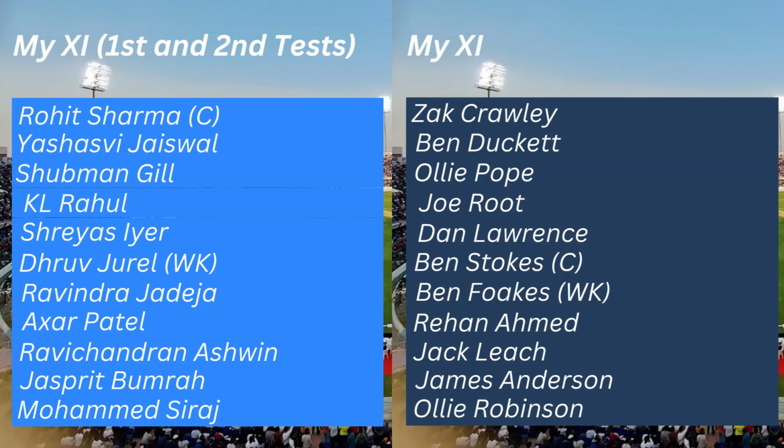Looking at the top four, starting off with India, you've got Rohit Sharma, Yashasvi Jaiswal, Shubman Gill and KL Rahul, compared with Zak Crawley, Ben Duckett, Ollie Pope and Joe Root for England. On the openers, Rohit Sharma has had great returns on turners. This won't be a raging turner, especially for the first few days, but I feel he'll have a great knock in at least one of the first two games.